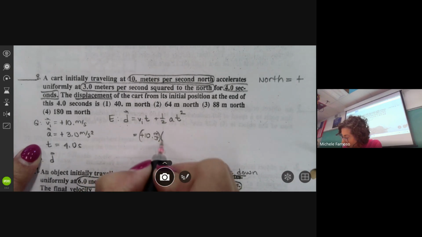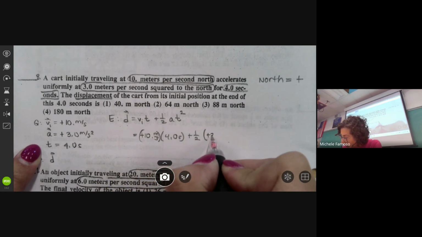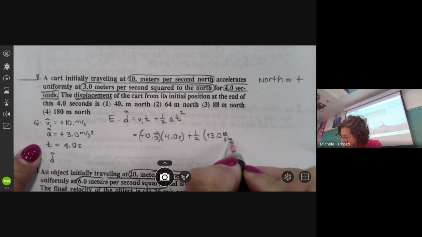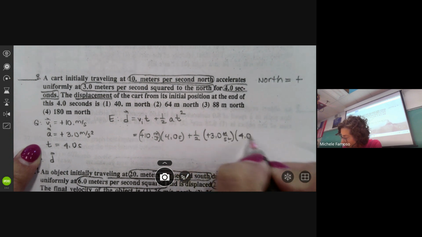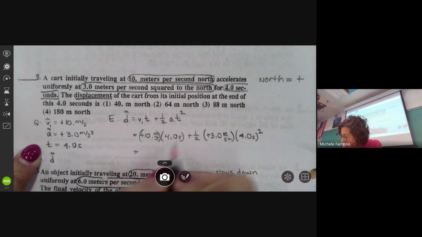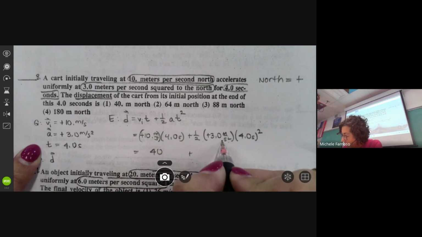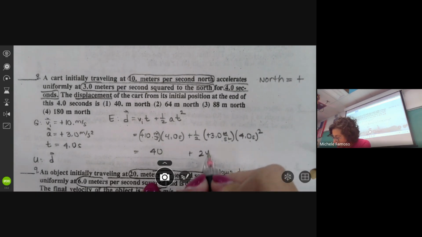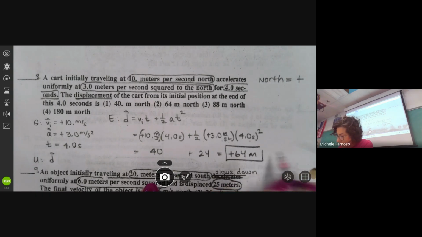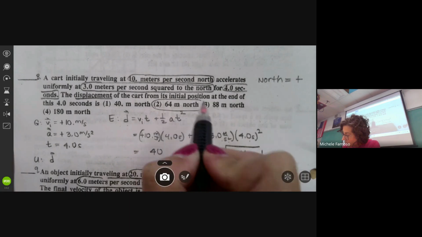So this is positive 10 meters per second times 4 seconds plus half of positive 3 meters per second squared times 4 seconds squared. So 10 times 4 is 40. Half of 3 is 1.5. 4 squared is 16. So 16 times 1.5 is 24, which gives me positive 64 meters. That's 64 meters to the north, choice 2.